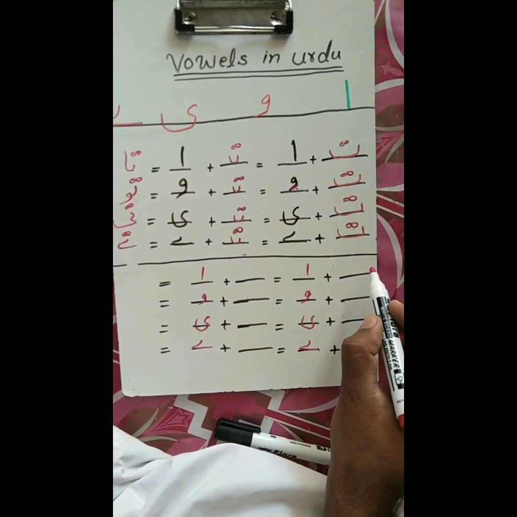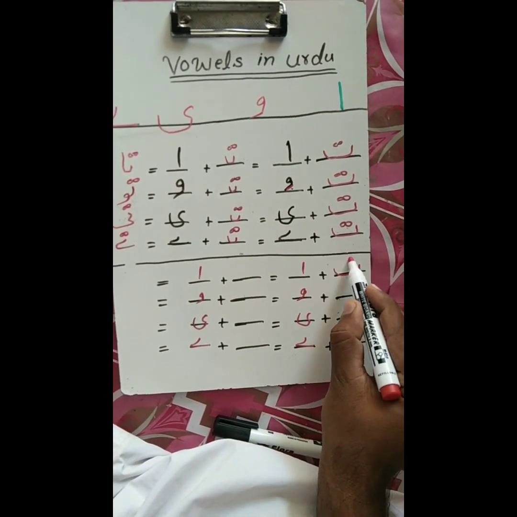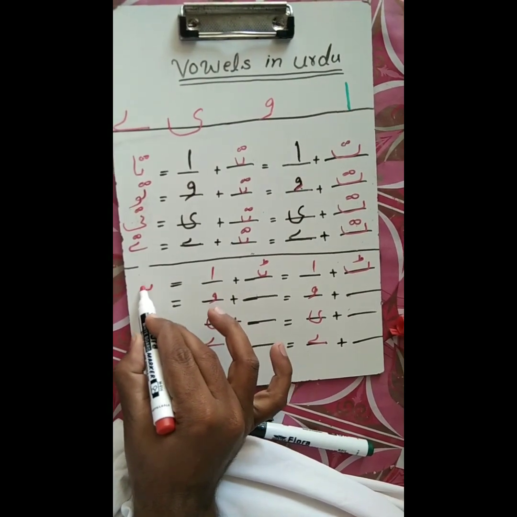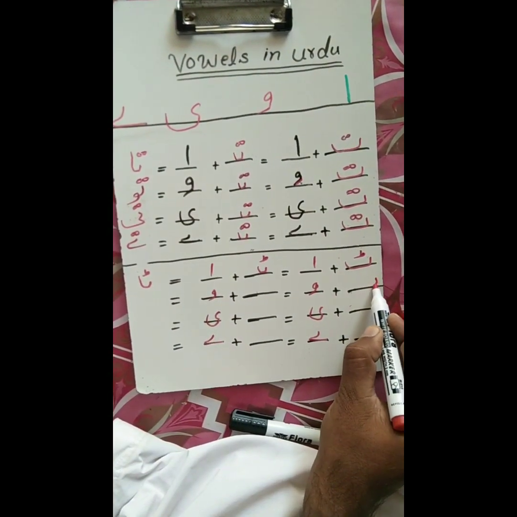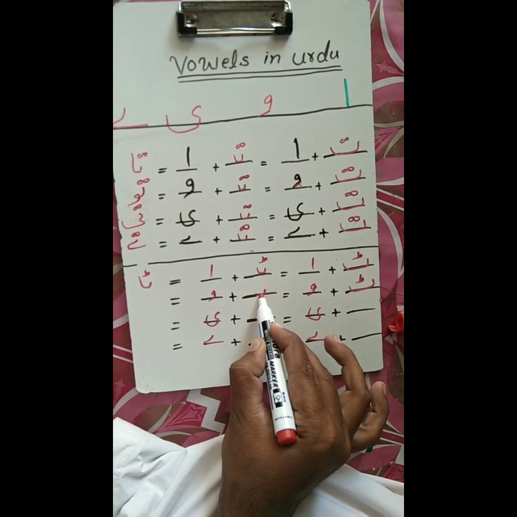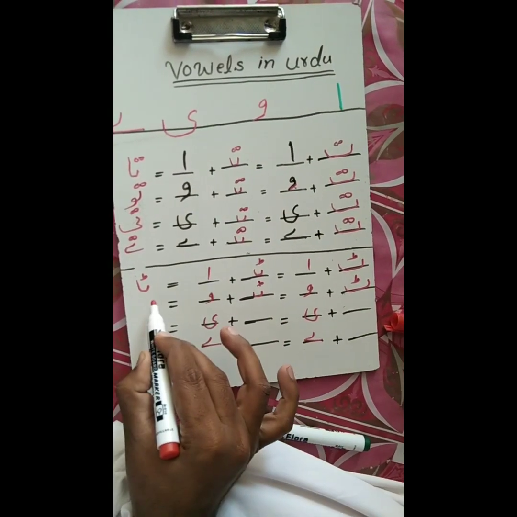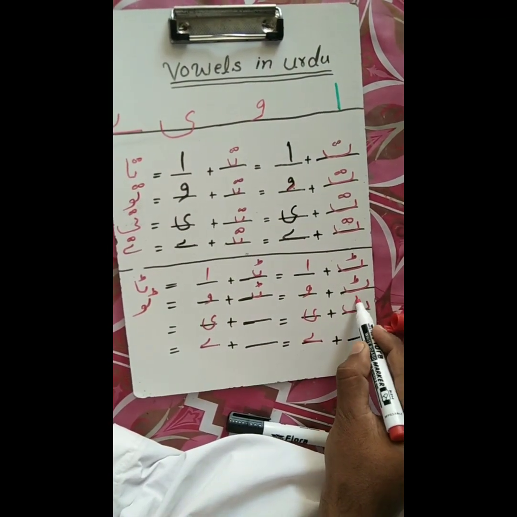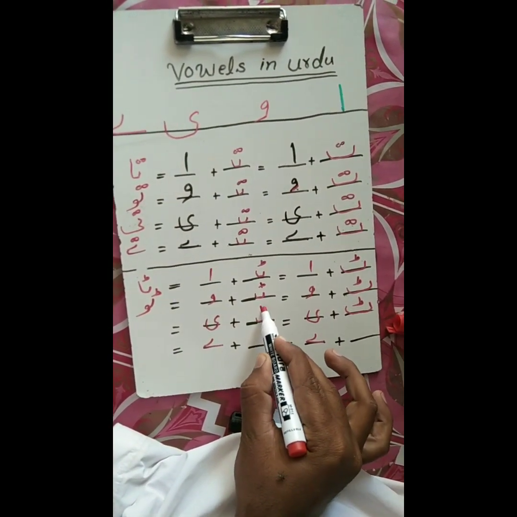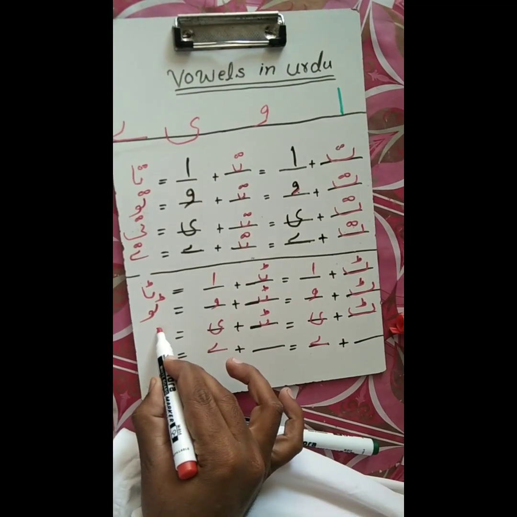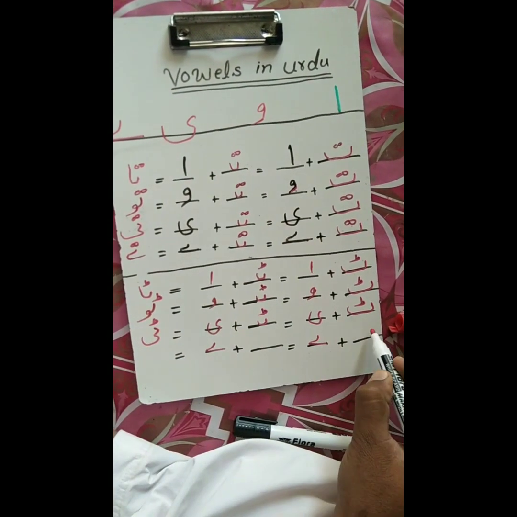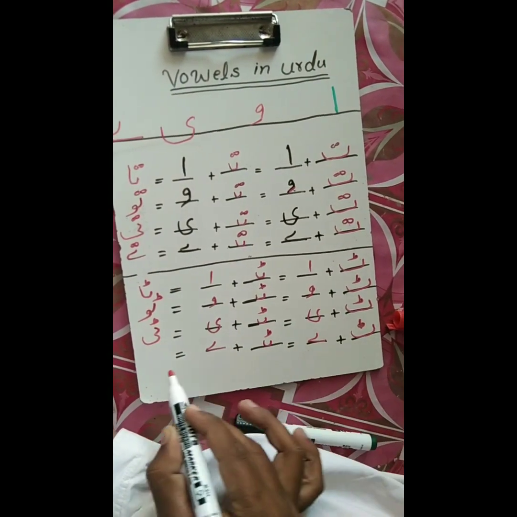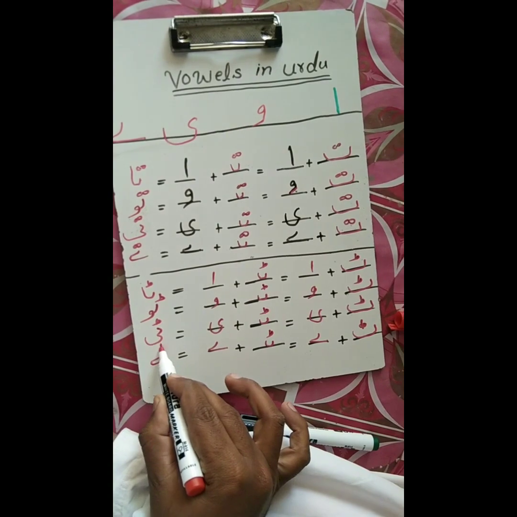After te the word is te. Here we write te half shape, and we combine with alif we get te alif ta. Here we write te, and here we write half shape of te, and when we combine with wa we get te wa to. Here we write te, and here we write half shape, and when we combine with ye, te choti ye ti, and te, and half shape of te, and te badi ye te.